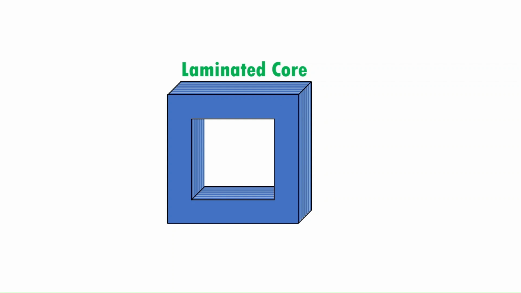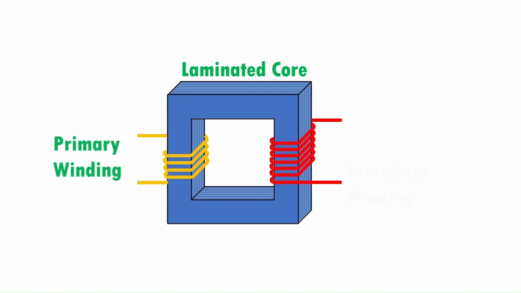Windings are the set of copper wires wound on the transformer core. There are mainly two types of windings, primary and secondary windings. Primary winding is the set of turns of windings to which the supply current is fed, whereas secondary winding is the set of turns of winding from which output is taken.